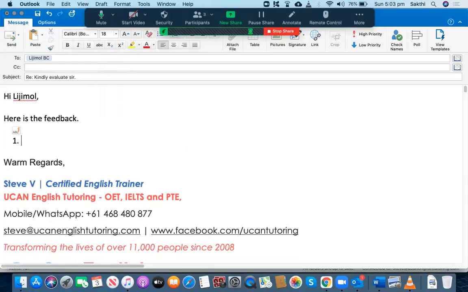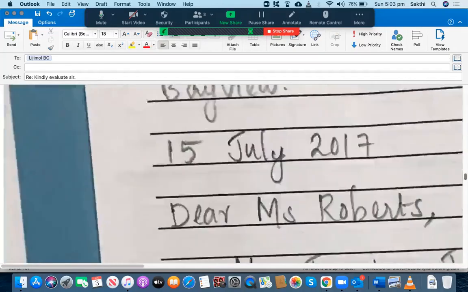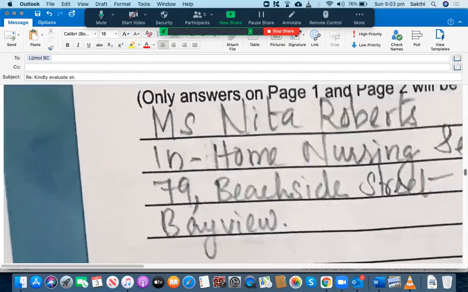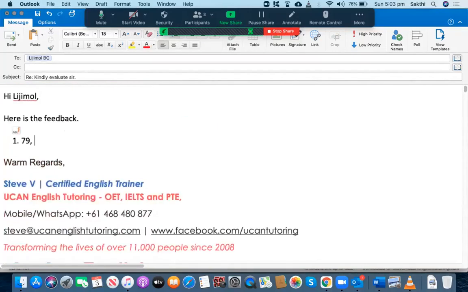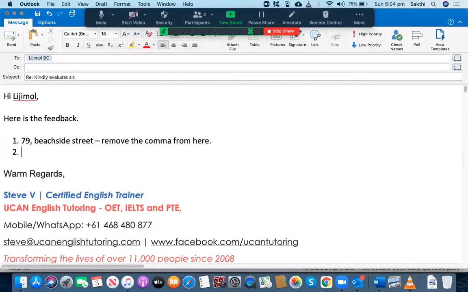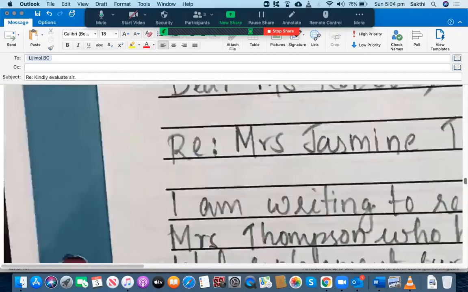So the first thing is, as I already mentioned, you shouldn't have placed 79 comma and then you have written down the street, isn't it? So that should be avoided. So in this case, it's 79 comma Beachside Street. In this case, please remove the comma from here. Okay, that's the first thing. Apart from that, it's all right.